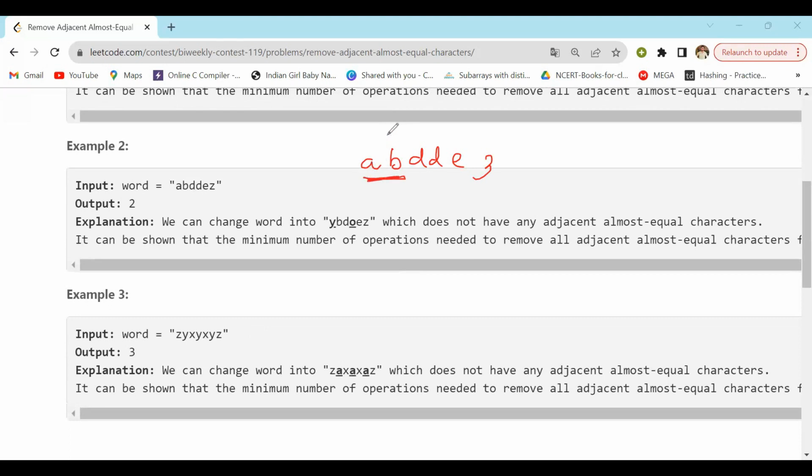So is the first character changed? Are A and B almost equal? Yeah. So which one should we change? The second one, because we have two options: either the first change or the second change. So first was never changed, so we should never touch it. We should change the second one. We change this one. Fine.